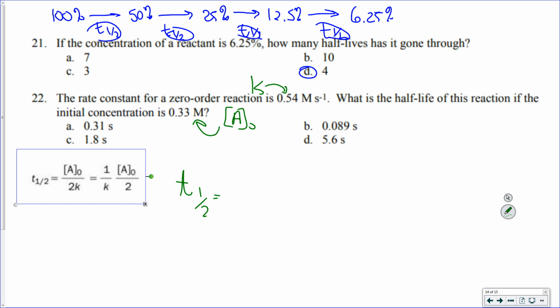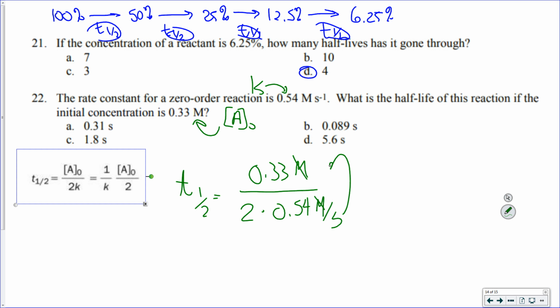So the original concentration is 0.33 molar, divided by 2 times the value of K, and the value of K is 0.54 molar per second. Molar cancels out. Seconds go to the top. So it's going to be so many seconds. It's going to be a little bit less than the original value.